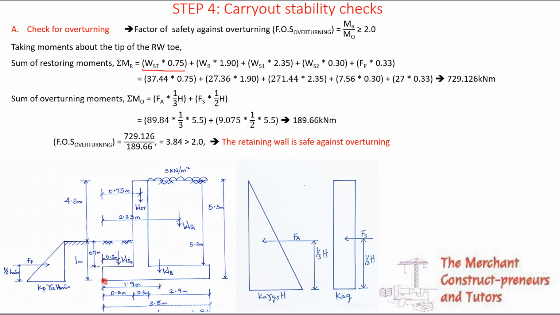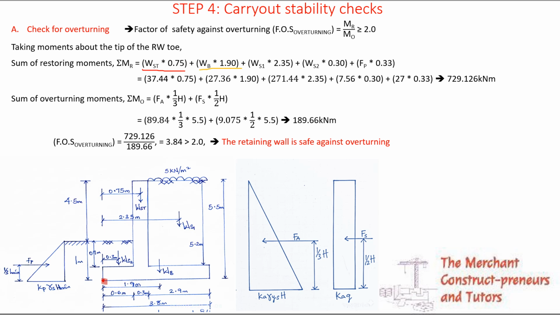The weight of the base multiplied by 1.9. So the 1.9, the base is 3.8. So half of 3.8 to the tip here is 1.9. That's why we have it as 1.9. I didn't want to start writing the distance, so that is what we have here, right?